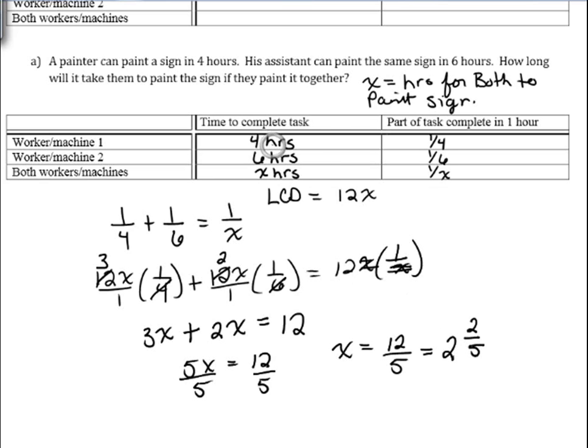And this makes sense. The first painter can paint the entire sign by himself in 4 hours, so it would make sense that it would take the two of them working together less than that in order to finish the sign when they're working together. So 2 and 2/5, and the units on this would be hours.